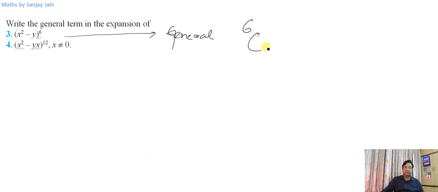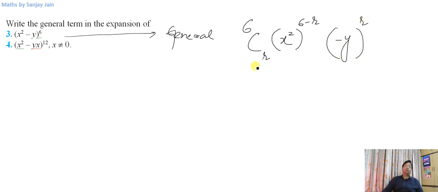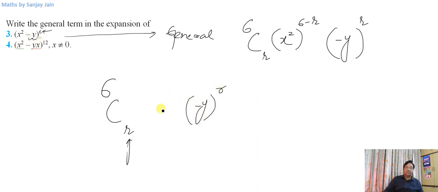nCr, that is 6Cr, x square raised to power 6 minus r, minus y raised to power r. How do I write the general term? I first of all focus at this. This is the power, right? n. So I'll write nCr. Whatever I write here, I'll raise the second term to the same thing. So minus y is the second term, so I'll raise it to r. And the first term, that is x square, I'll raise it to 6 minus r. This is how I write this.